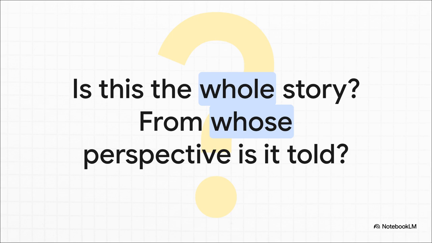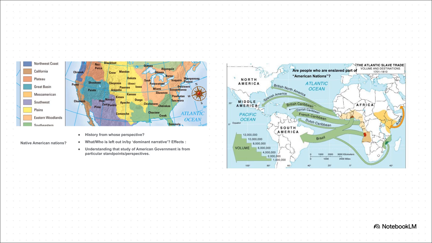Because whoever is telling the story, well, they have the power to shape how every single one of us understands the past. And this right here, this reveals what's so often missing. On the left, you see the complex, long-established Native American nations that were here long before any Europeans arrived. And on the right, the huge, brutal network of the Atlantic slave trade. See, these aren't just side notes to the main event. They are foundational stories themselves, but they're often silenced or just totally ignored in that traditional narrative.